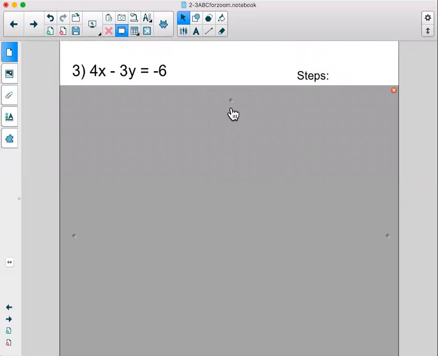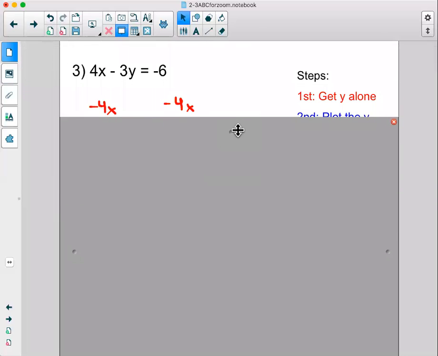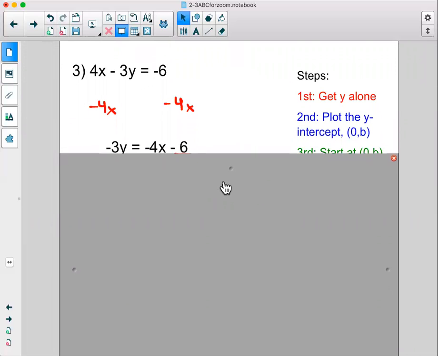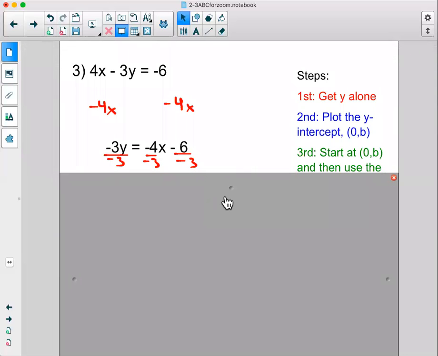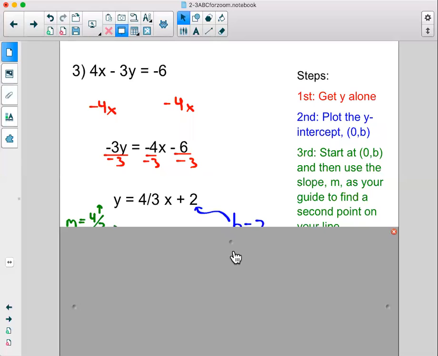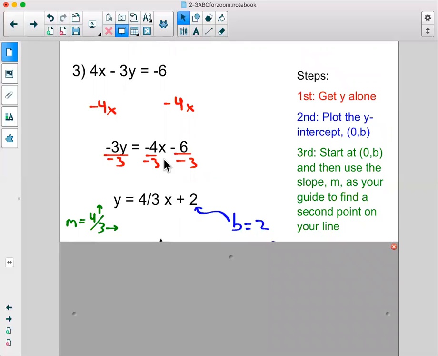Pause the video, practice on your own paper, and then press play for the solution. In order to graph this using the slope-intercept form, we would start by getting y alone. We would do inverse operations. We'd subtract 4x from both sides, and then we would divide both sides, or divide everything, by negative 3. Remembering that a negative divided by a negative is a positive.